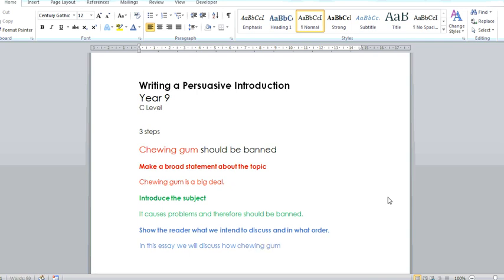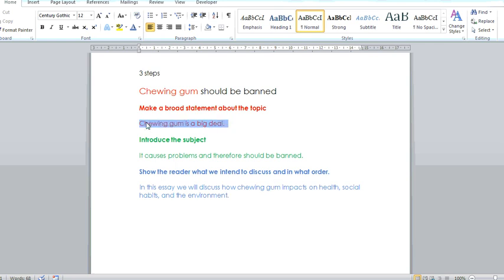how chewing gum impacts on health, that's the first paragraph, social habits, that's the second paragraph, and the environment, that's the third paragraph. Now, the only trick that I've put in here is because I put health first, I would then expect that health is going to be the first thing I'm going to talk about. So that's a really important thing.